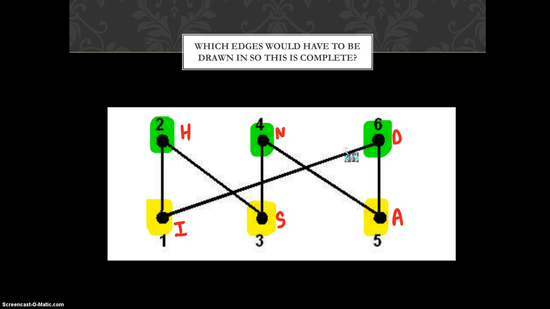All right, so if we wanted this bipartite to be complete, which edges would need to be drawn in? Take a minute to think about that and draw them in and check and see how you do. Did you say segment HA, segment NI, and segment DS? Very good. All right, so draw me a K33.